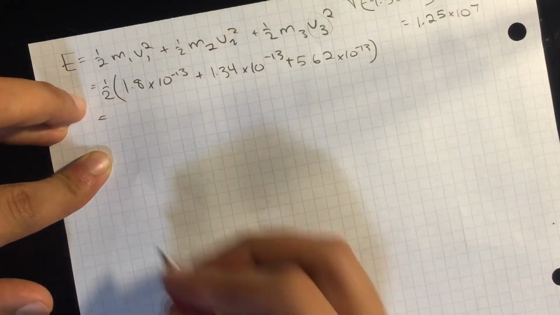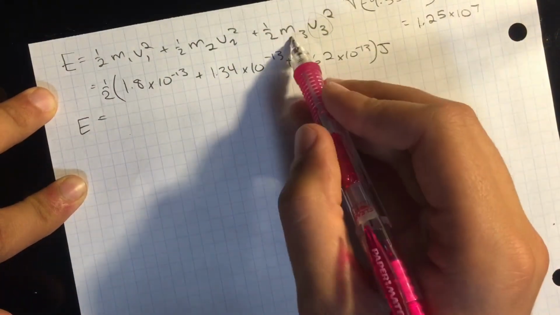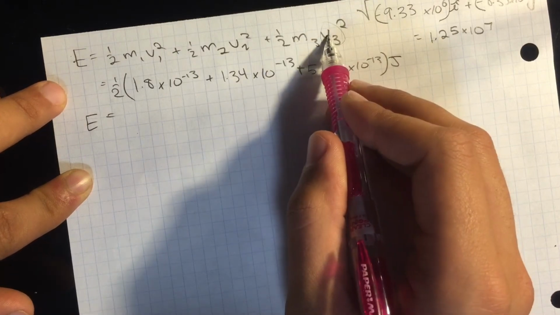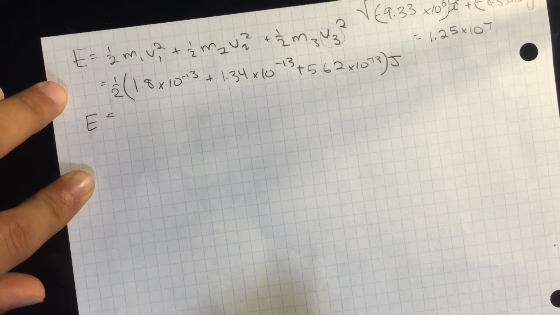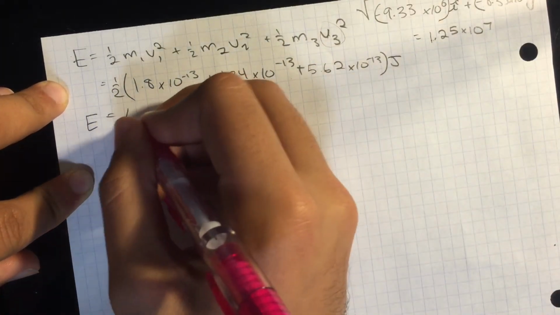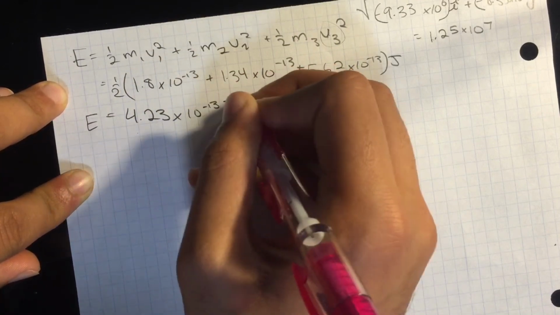And this is all going to be joules because it's going to be kilograms times meters per second times meters per second. So that's in the unit joules. And once we divide that all by 2 and add it all together, it's going to equal 4.23 times 10 to the negative 13 joules.